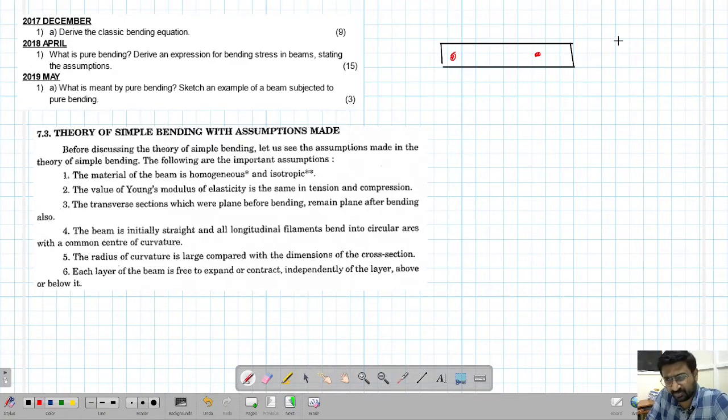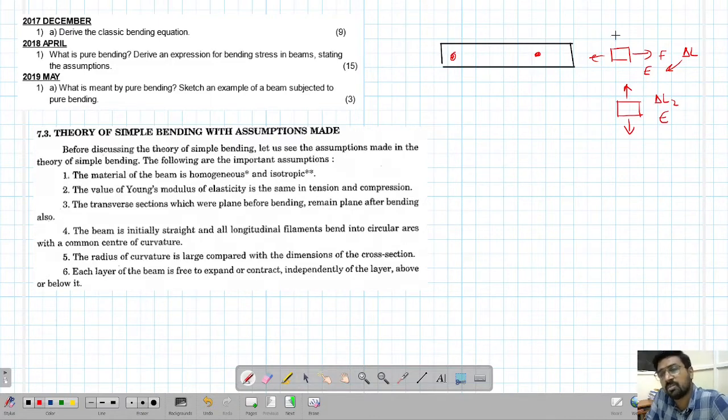For example, a material can have different behavior in different directions. If you apply some force in this direction, it will elongate, and the elongation depends upon Young's modulus. Now, if you apply the force in the other direction, it will elongate in that direction, and this also depends upon Young's modulus. It is always possible that the Young's modulus in the two directions can be different.